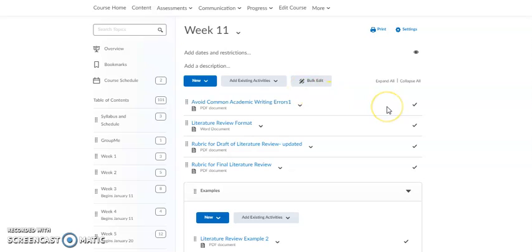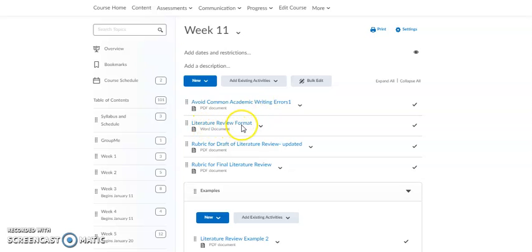This is the week where we are actually doing the major part of our course. We are doing the draft of the literature review. So let's look at the documents that are uploaded. The first one is the Avoid Common and Academic Writing Errors. This is the same document that was uploaded during the introduction one.